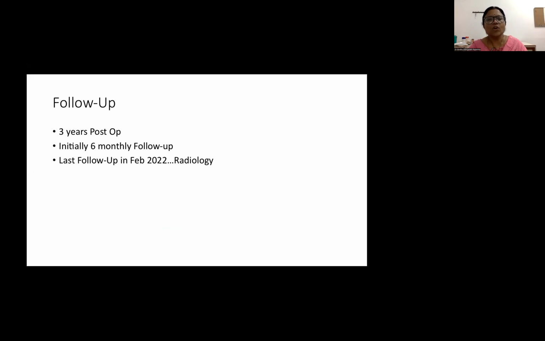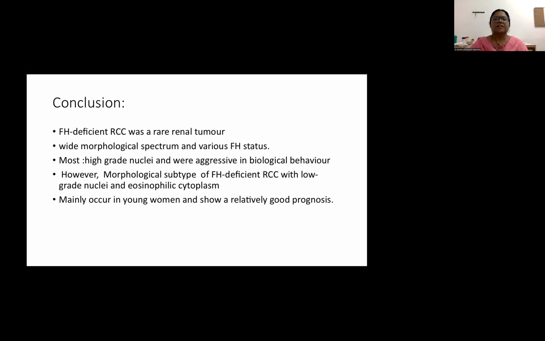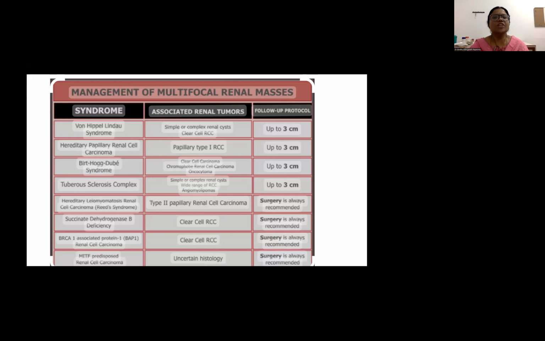And regarding the follow-up of our child, the child is 3 years post-op now. Initially, she was on 6-monthly follow-up, and the last follow-up was in the month of February 2022. The radiology did not show any change in the kidney or in the uterus, and she has no cutaneous leiomyoma. Not only she, none of her family members have any of the features described for an HLRCC syndrome. So that is the conclusion of that case.